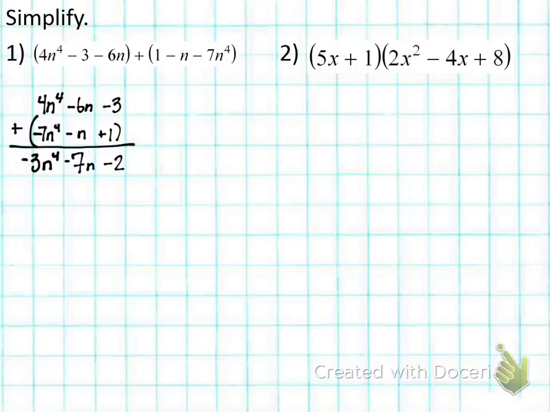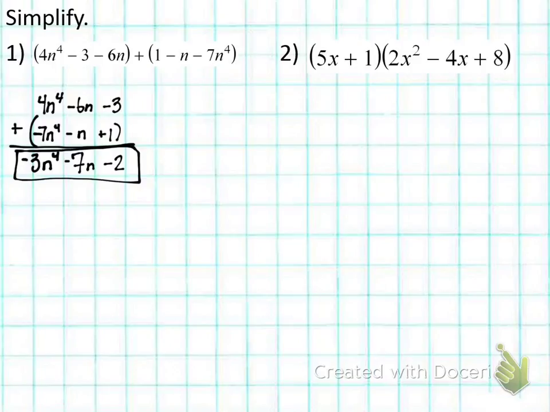Okay. Then I just want to make sure it's still in descending order if I need to simplify, but I don't, so I'm all done. That's your answer. Negative 3n to the 4th minus 7n minus 2. Okay. This is an addition example, but you would do the same thing for subtraction. We would just put the minus sign here.